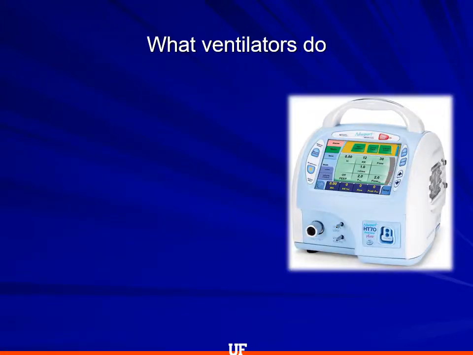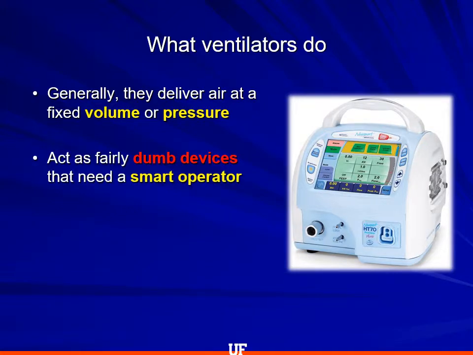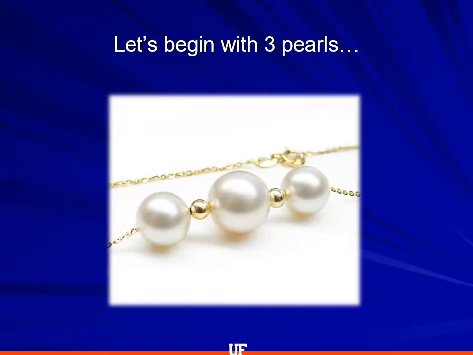So first, some ventilator basics. What do ventilators do? Well, no matter the device, they're going to push air into the patient until they deliver us a set volume or they hit a set pressure. They're fairly dumb devices, even the ones we use in the ICU, and so they need you to be smarter than the machine. Because they're not going to tell you what to do with your patient, and they're not going to know how to fix your emergency. They may beep and boop and give you alarms, but they don't know exactly what's going on with your patient, and you do. All right, 3 quick pearls of wisdom that'll make using ventilators easier.